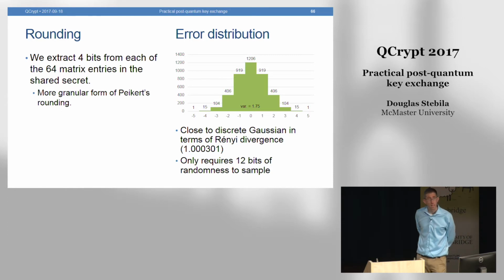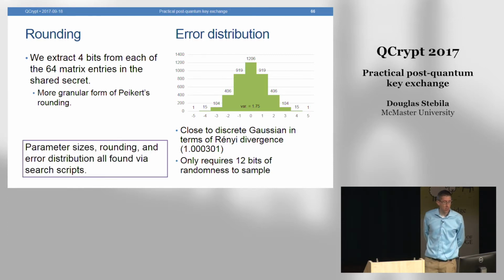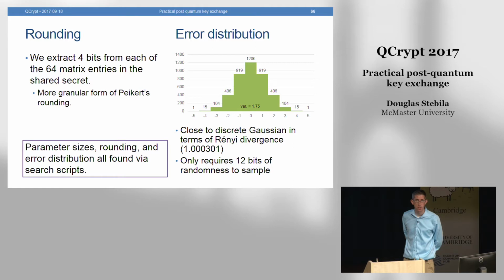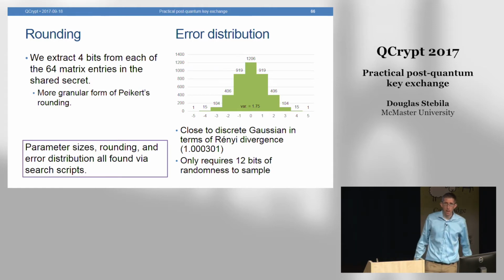Okay. And one of the ways we find all of these parameters is by search scripts. So many of the proposals for this have optimization scripts that search across the many different parameters, because we have the size of the matrix, we have our modulus, we have our error distribution, and all of these have to achieve certain levels of security and correctness. So we just plug all of those into a script, and we get some parameters out at the end.